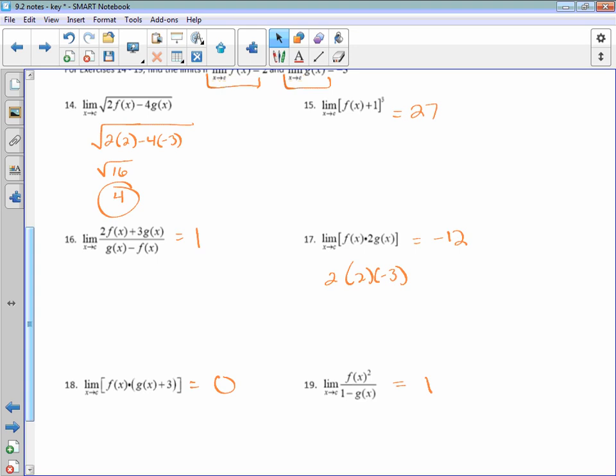We have some calculus stuff to do with limits, but we're not going to do it today because of the shortened period. So we will stop there with 9-2.